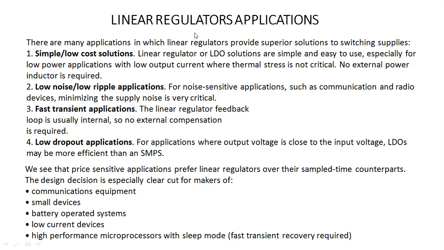It will give an output voltage that is very close to the input voltage, or less than it. So for applications where we require an output voltage close to the input voltage, we can use low dropout applications. We can use a linear regulator instead of SMPS because SMPS will give an output that is greater, but here we are taking the output which is less than or equal to the input voltage.